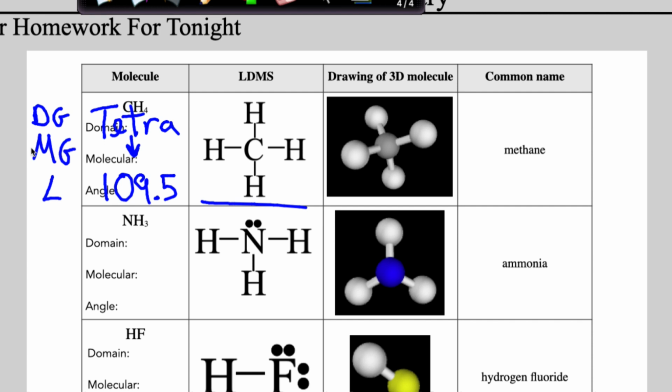Let's do another one. Is that okay? What's the down arrow? The down arrow means that the domain geometry and the molecular geometry are the same. So instead of writing it twice, we just draw an arrow. Is that okay? All right.